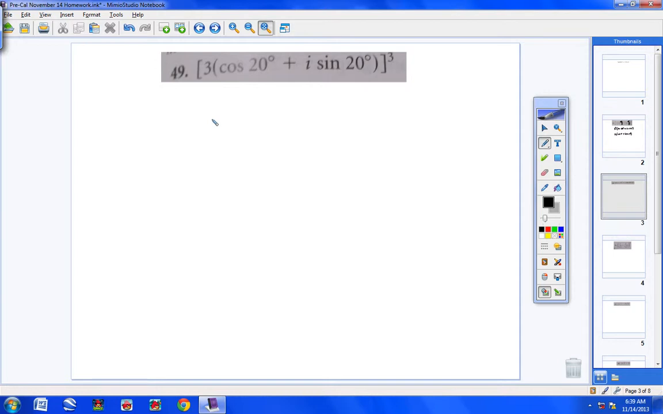Now the directions for 49 and 53 read as follows. Raise the number to the given power and write your answer in standard form or standard notation. So here we go. First of all, we're going to take this 3 right here and raise it to the third power. So 3 to the third power. Then we're going to take 20 degrees and multiply it by 3.